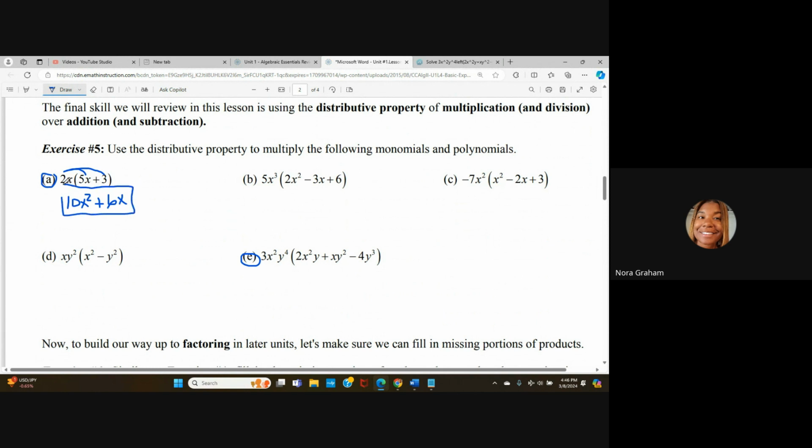And you can always check your answer by distributing out or factoring out a 2x, and you should get exactly what you got from here, right? This is the compressed version. This is the expanded version. We'll go over more factoring later on.